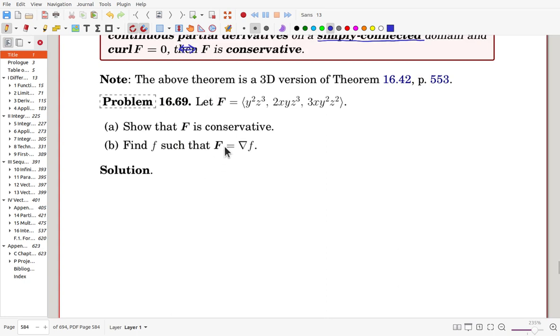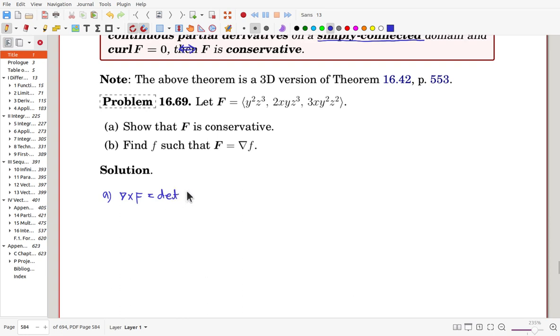Okay. Now this vector field has continuous partial derivatives, so that once the curl is 0, then it's conservative. So for part A, we have to show first that the given vector field is conservative. That is equivalent to checking if the curl is 0. Okay, so we try to get the curl of F.